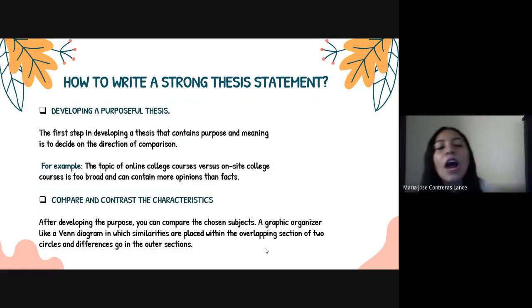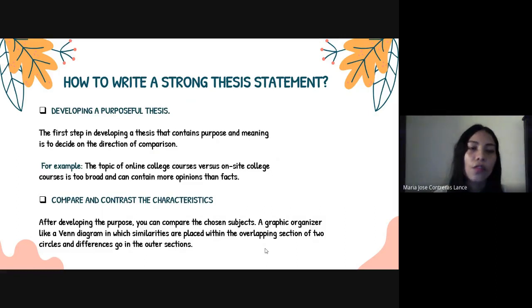Okay, now I'm going to teach you how to write a strong thesis statement for your essay. We can find four steps to do this. The first one is developing a purposeful thesis. In this step, we have to develop a thesis that contains the purpose, which is to decide the direction of our comparison essay.